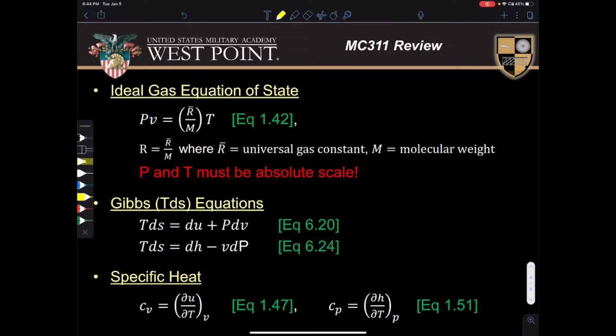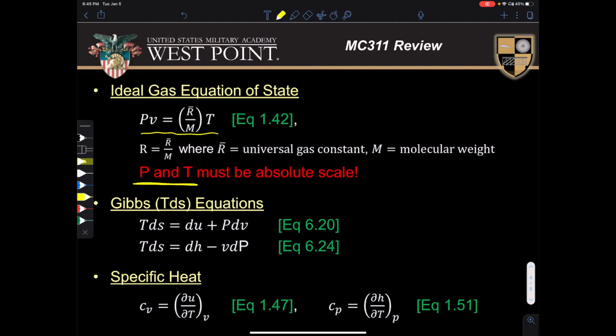All right, continue with our review here. Let's look at some topics that were introduced in MC311. First, we have our ideal gas equation of state, equation 1.42, and this is the mass basis form of our ideal gas equation, where R bar and uppercase M are our universal gas constant and molecular weight respectively. And a reminder that pressure and temperature must be in the absolute scale. A little foot stomp moment there, so please do not make that mistake.